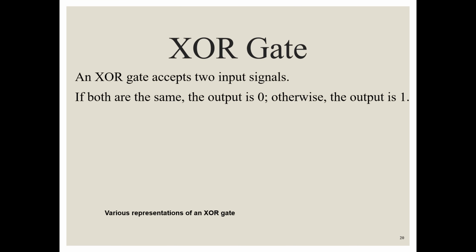Next is an XOR gate. An XOR gate accepts two input signals. It means a minimum of two input signals. It can be more than two input signals, but minimum it accepts two input signals. Let us see the functionality.